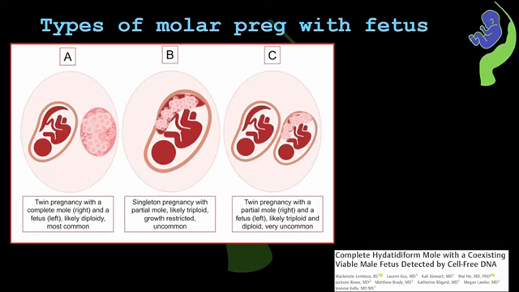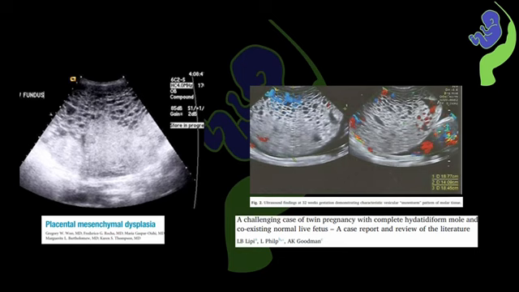Next comes type C, which is least common. It involves a twin pregnancy where one sac has partial mole with a triploid fetus, while the other sac has a normal diploid fetus. If you look at the ultrasound images, the placenta in both cases looks very similar. Both are cystic vesicular with a snowstorm appearance. By ultrasound alone, it is almost impossible to differentiate between these two conditions, especially placental mesenchymal dysplasia and molar pregnancy. So how do we proceed further? This is what we will explore in the subsequent slides.